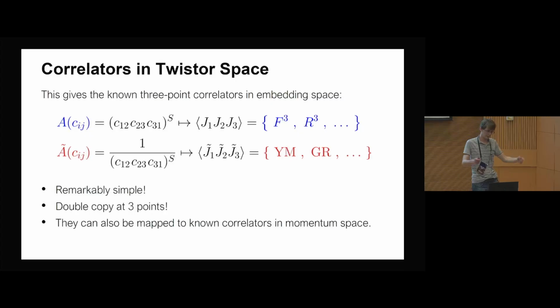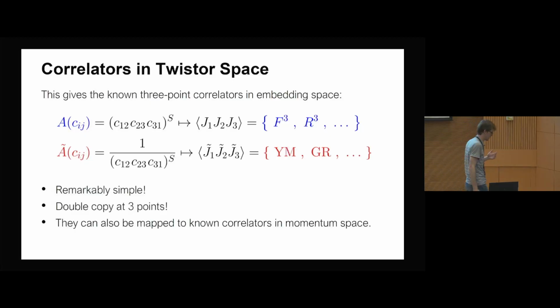So again, let me remark that these correlators in twistor space are very simple. They are way simpler than their counterparts in embedding space or in momentum space. These objects look simple in twistor space, and the complicated part is just computing the map to these other languages. Then indeed, in embedding or momentum space, they look complicated. But in twistor space, at least at three points, they look rather simple.